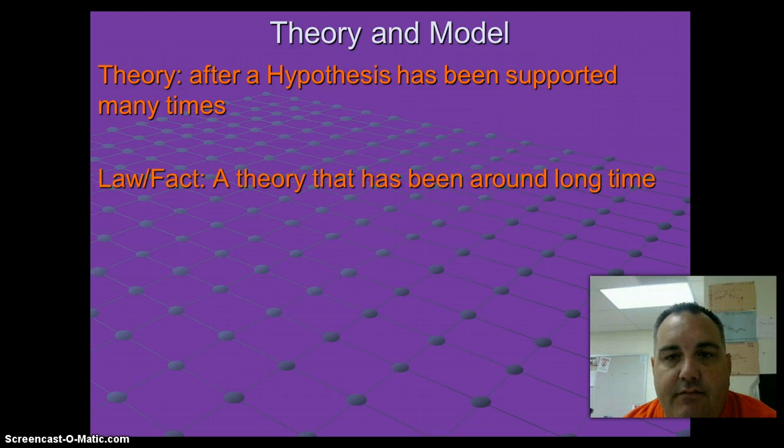Once there is enough evidence, and it's been around a long, long time and never been disproven in any way, it then becomes a law or a fact. So for example, gravity is basically, at this point, a law, as far as we know. Nothing has really done anything to change that opinion.